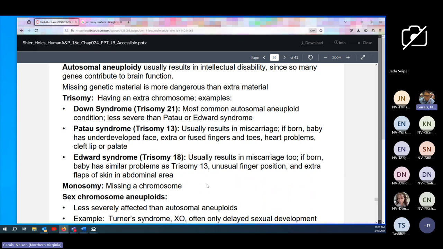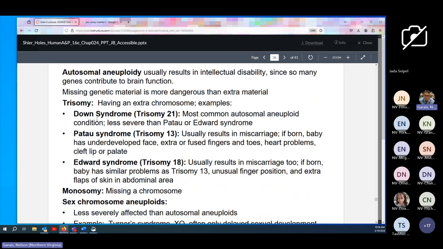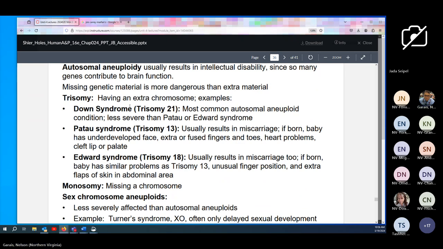Down, Patau, and Edwards. Down syndrome is the most common. Patau and Edwards are relatively rare, but they occur at chromosome number 13 and chromosome number 18, respectively, where there was an aneuploidy situation with a non-disjunction. But Down is the most common. Down syndrome occurs on chromosome 21, hence the term trisomy 21. Patau's 13, Edwards 18. And Patau and Edwards, they will not go to term. It's very rare that the child would be born.